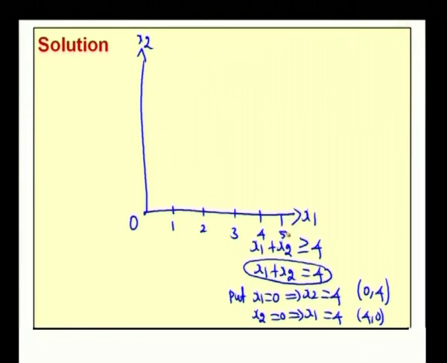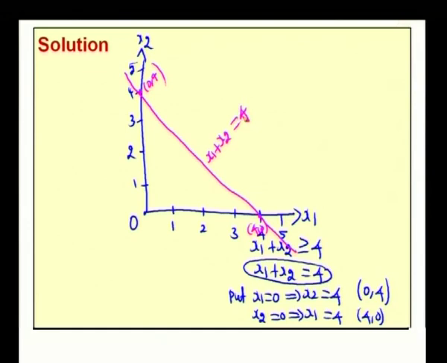This is our x1 axis and x2 axis, marked 1, 2, 3, 4, 5. Now, the first equation x1 plus x2 equal to 4 is the line joining the points 0, 4 and 4, 0. Therefore, this is the point 0, 4 and this is the point 4, 0. By joining these two points, we get the line x1 plus x2 equal to 4.